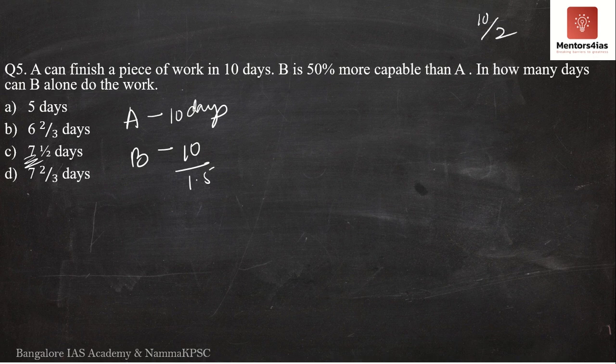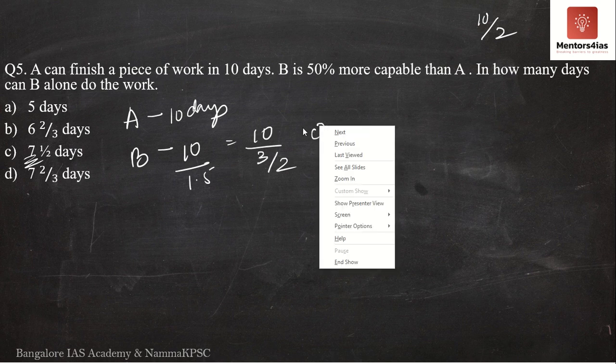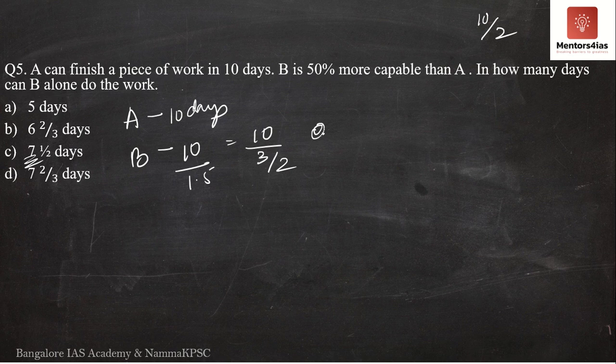So therefore the number of days taken by B to complete the entire work is nothing but 10 by 1.5, or this is nothing but 10 by 3 by 2. So I take 2 to the numerator. What do I get? I get 2 into 10 by 3. This is nothing but 20 by 3. So B takes 20 by 3 days to complete the work. But do I have 20 by 3 in the answer? No, I don't have 20 by 3 in the answer.